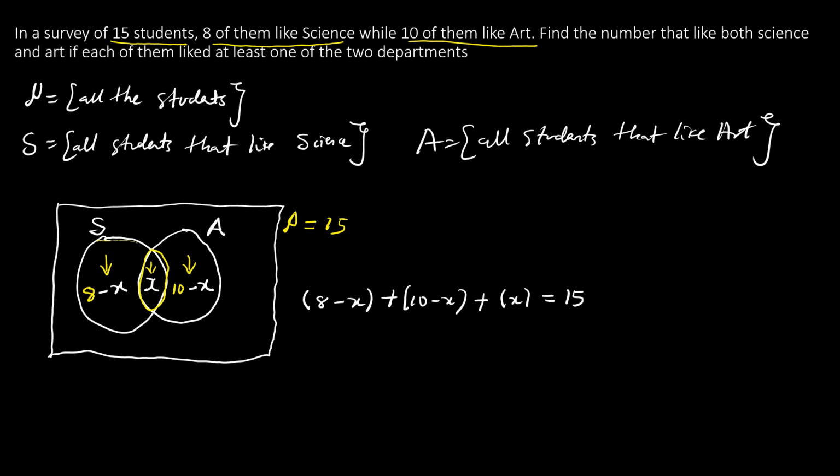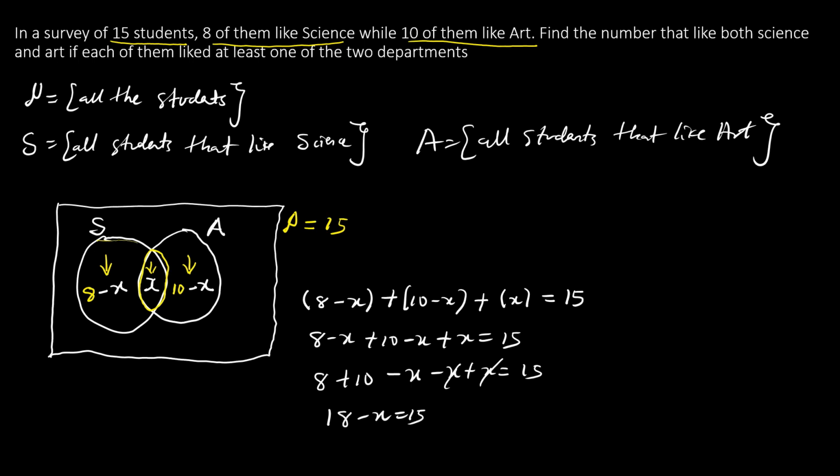So from this we solve for x. 8 minus x plus 10 minus x plus x equals 15. And here we have 8 plus 10 minus x plus x equals 15. Here we have 0, and 8 plus 10 is 18, minus x equals 15. And we have x equals 18 minus 15, and that equals 3. So we now have the number of students that like both science and art to be 3. Now that is what we are being asked to find in this question: find the number that like both science and art. So that is it about this question.